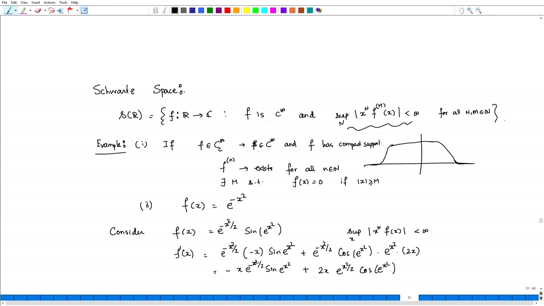As you can see, the first part is nicely behaved if I hit it with a polynomial. But the second part has a growth of e to the power x square by 2. That growth goes to infinity much faster than any polynomial, so obviously there is no chance that it is going to produce a decay. So, this implies that f does not belong to the Schwartz space. So, rapid decay at the function level alone is not going to guarantee that f is in the Schwartz space. What we need to consider is that not only f, but also all its derivatives have rapid decay at infinity.